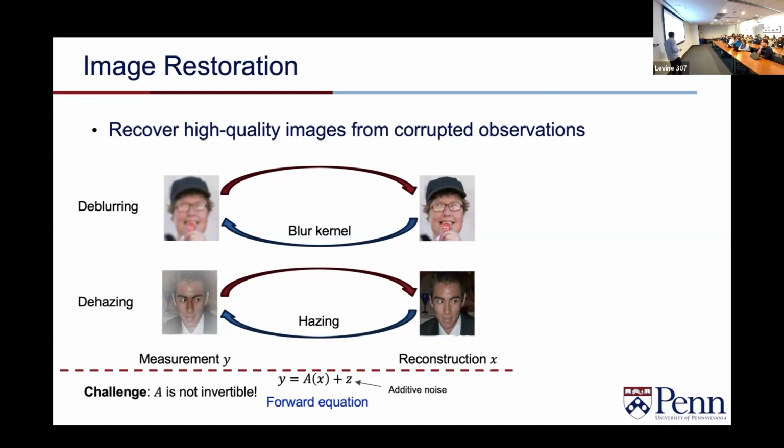And why is this hard? Well, the main challenge is that this function A is typically not invertible. This means that actually getting X from Y is very ill-posed. If I give you an image that's really heavily corrupted, then there could be many possible reconstructions that lead to this measurement Y. So how do we deal with this ill-posedness of the problem?